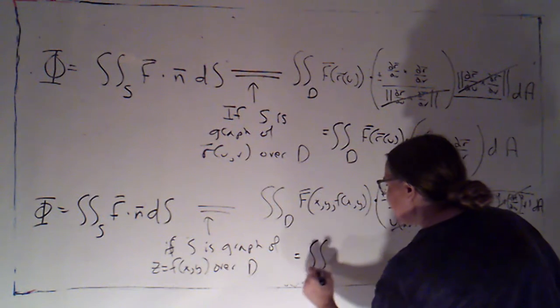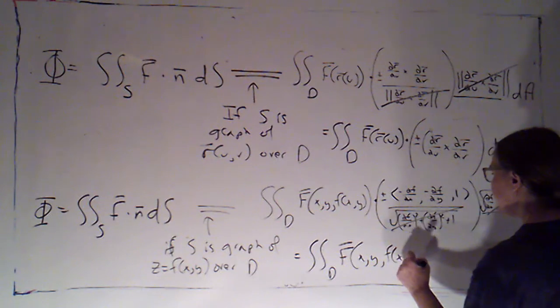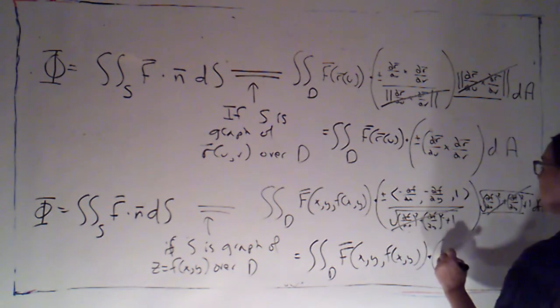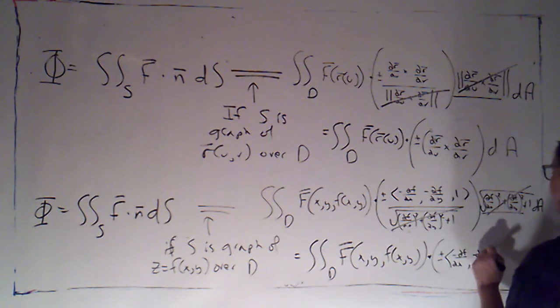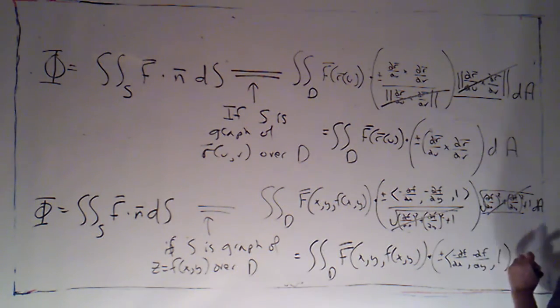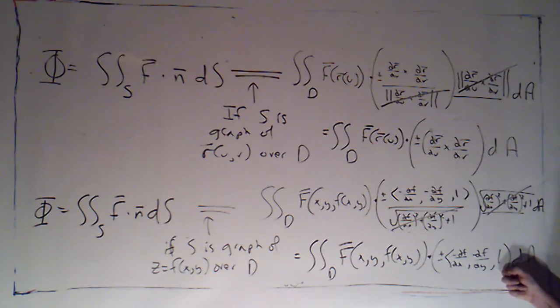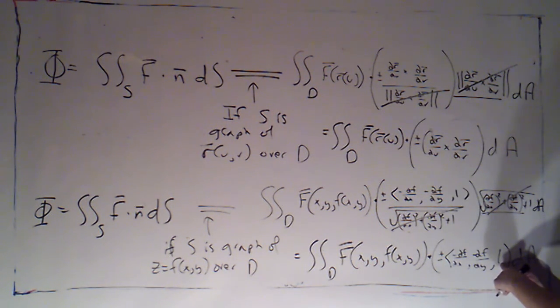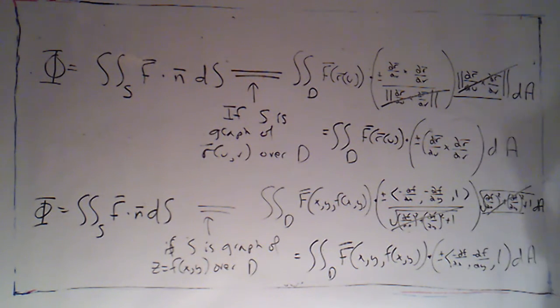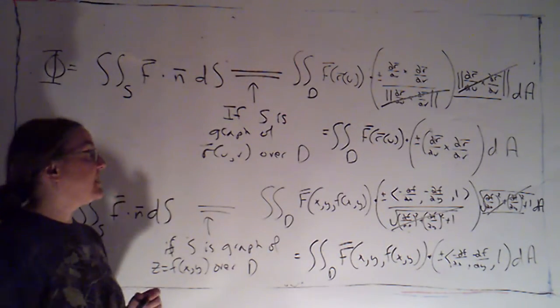So I just get the double integral over D of F of x, y, f of x, y, dotted with plus or minus negative partial of f with respect to x, negative partial of f with respect to y, 1, dA. And what's really nice about this is if I was told it was oriented upward, I want this. If I was told it was oriented downward, I want the opposite of this. So it's very quick to check which is the correct orientation if you are working with something where you've got z as a function of x and y.